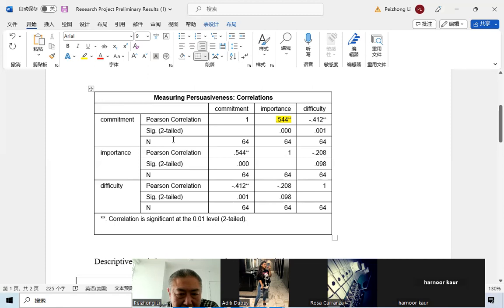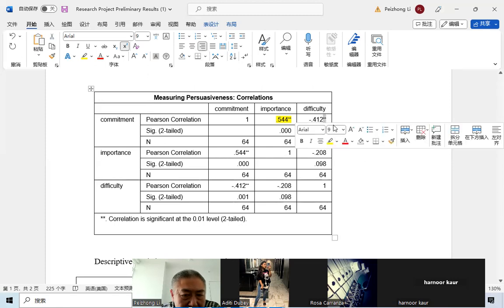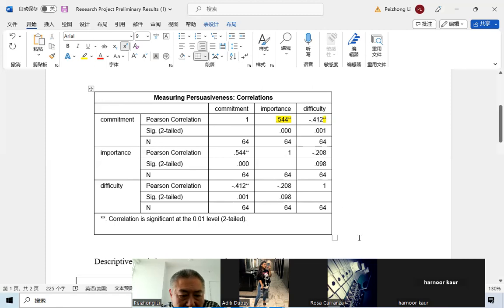How about the difficulty? Commitment has a relation with difficulty as a negative. That's a good sign. Negative 0.412. And again, you have these two little stars, highly significant. And then commitment, importance, difficulty, they give relatively consistent results. So that means that they have relatively good reliability.